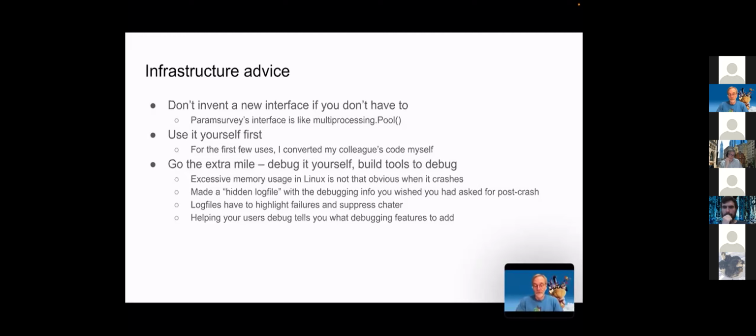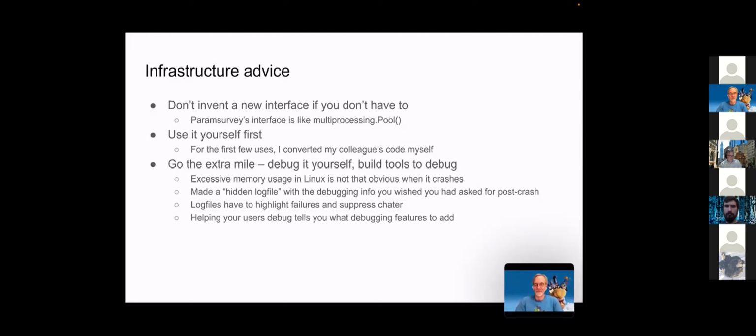And so the trick I used was I made a hidden log file that actually records debugging information at a higher level than you asked for. And so when your thing crashes, you can go and look at the hidden log file and find out what went wrong that you didn't ask it to diagnose, but it carefully saved this information for you, and that's an awesome thing.